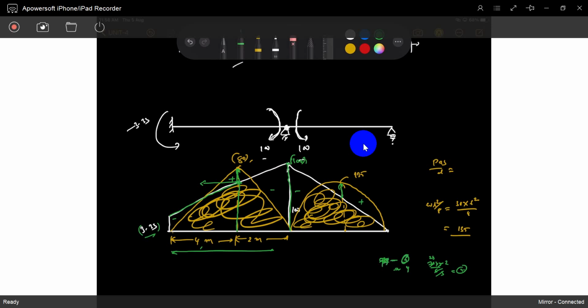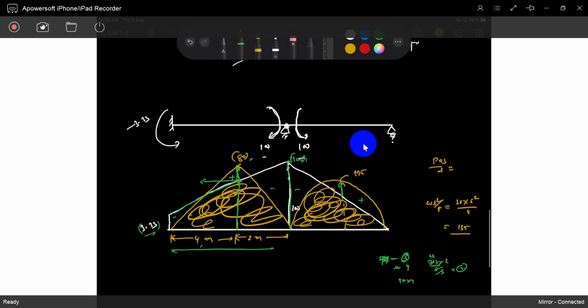What is the change for 4 meters? 97 into 4 by 6, which is 64. 64 is the change. So 64 plus 3, 67. So that value is 67.77. So this is 67, this is 80.